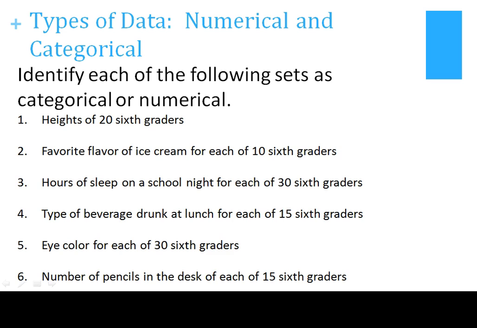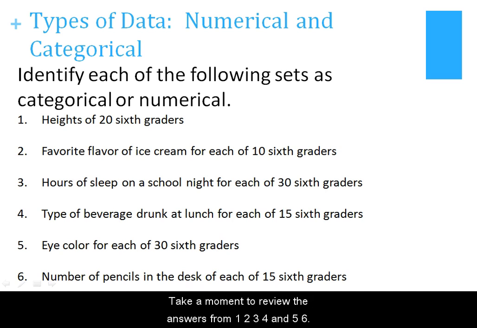Look at question 3. Hours of sleep on a school night for each of the 6th graders that I ask. Hours of sleep? How do we measure hours? With colors? No. With numbers, silly. Number 3 also is numerical. Types of beverages drunk at lunch for each of the 15 sixth graders asked. That would be categorical. Eye color of each of the 6th graders, categorical. And number 6, the number of pencils in a desk of each of the 15 sixth graders. Number of pencils would mean numerical.